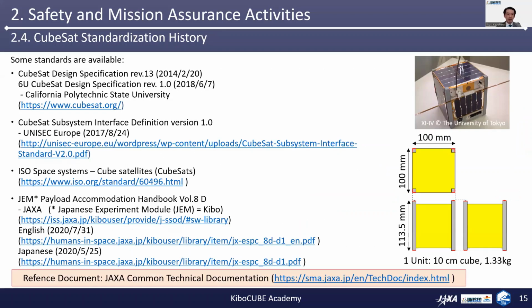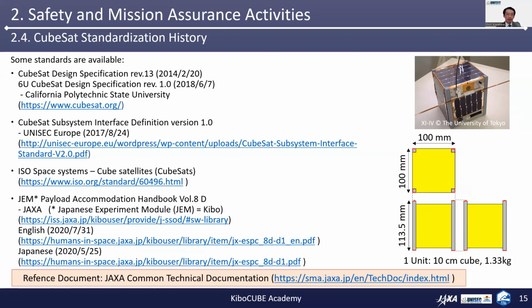In the following slides, I'd like to introduce CubeSat-related design standards, as well as the launch and the release environment and requirements, in order to clarify the safety requirements imposed on CubeSats. So this is one of the world's first CubeSats, XI-IV, developed by the University of Tokyo. And the figure below is illustrating the dimensions of one U CubeSat.